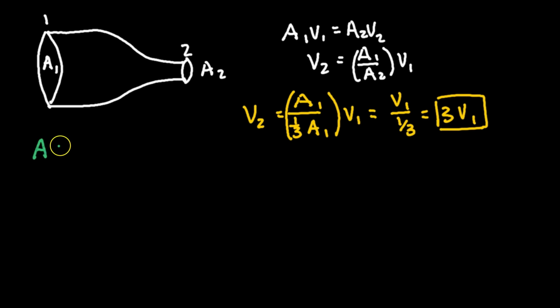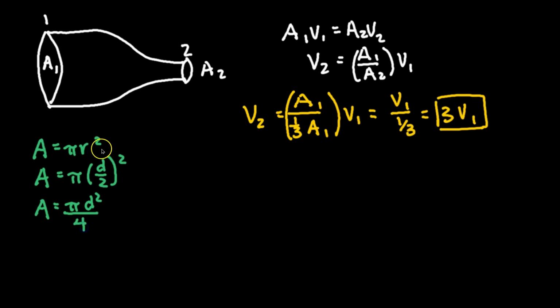Now let's take a look at how diameter might affect the velocity of the fluid. To do that, we're going to start with our area of a circle equation. Area is equal to pi r squared, but we're not given the radius. We're given the diameter. So what's the relationship between radius and diameter? Well, half the diameter is the radius. So we're going to substitute d over 2 for r. And notice that d over 2 is in parentheses, and all of that is squared. So that gives us the area is equal to pi d squared over 4.